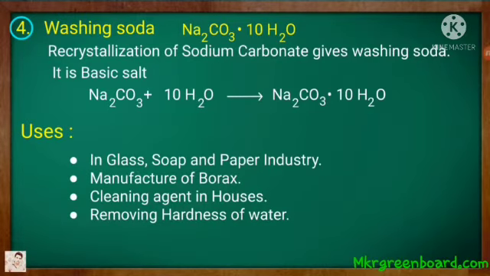Fourth one, washing soda. Chemical compound is Na2CO3.10H2O. It is the chemical compound of washing soda. Recrystallization of sodium carbonate gives the washing soda. It is a basic salt. Na2CO3 plus 10H2O forms Na2CO3.10H2O. So it forms as a recrystallization of sodium carbonate.